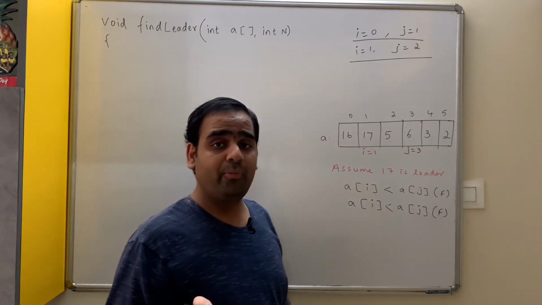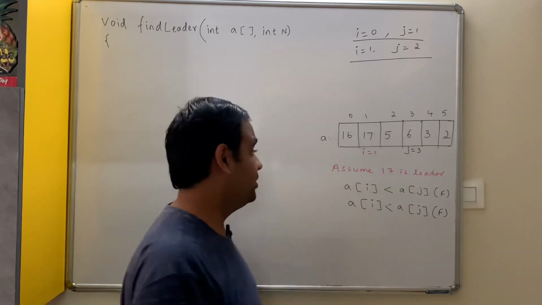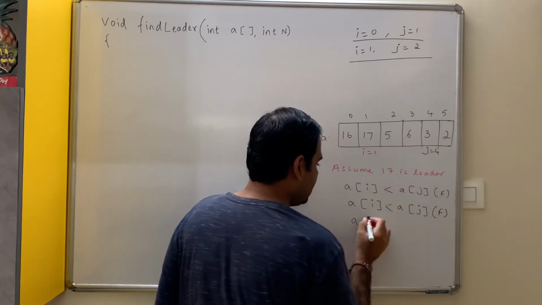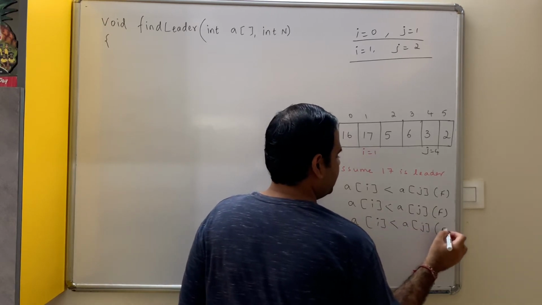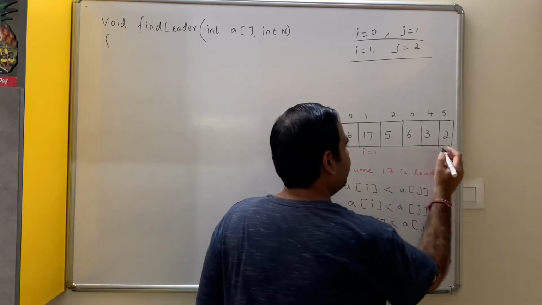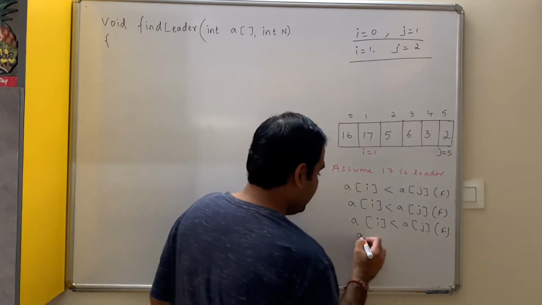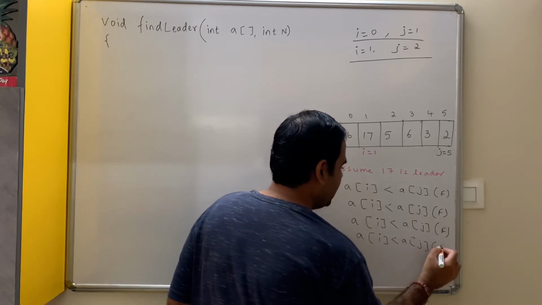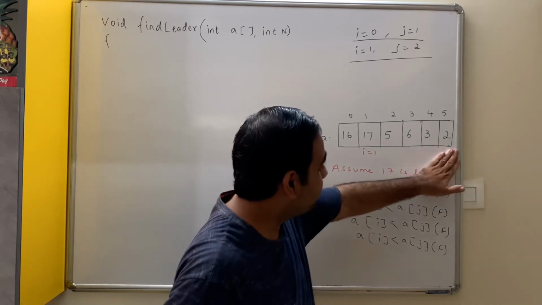Can I conclude at this point that 17 is a leader? No, because there are still 2 more elements that I need to compare with. Therefore, I say j++, the value of j becomes 4. Again I compare a of i less than a of j; this condition is false, because 17 less than 3 is false. Go to the next element, j++, j becomes 5. Is a of i less than a of j? Again this condition is false. Again j++, and j becomes 6.